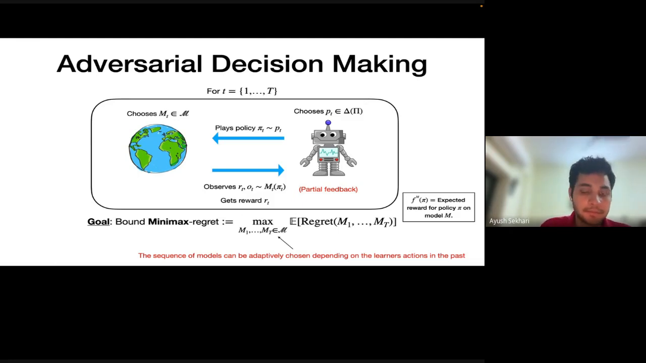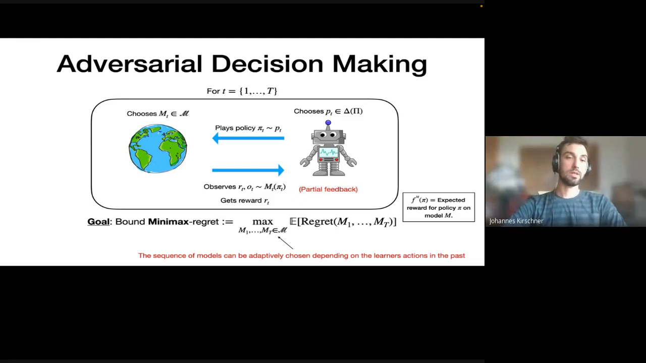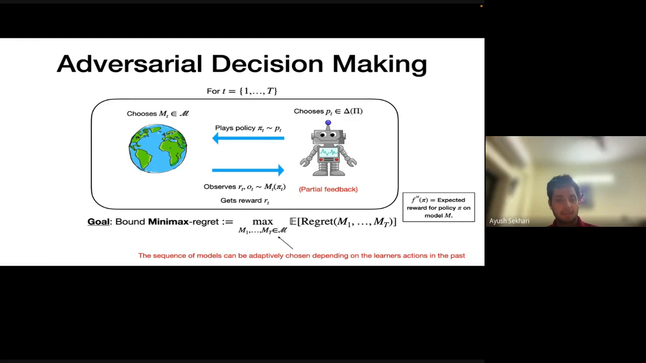Maybe just to clarify, when you say min-max regret, you mean there's a min or infimum over all policies, so it's the optimal policy. Yes.